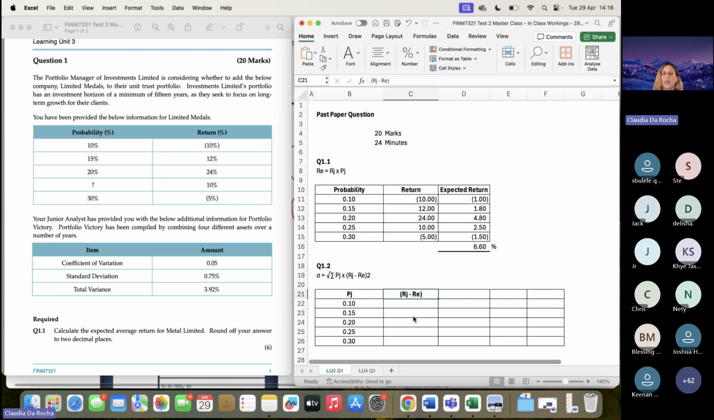RJ minus RE. Our RJ is basically this one. So you can actually split this up into smaller bits, so I'll do that now just to help us. I'm going to put my RJ here and my RE here, so it's easier to see how it's calculated. You can obviously just go straight to our RJ, so into this column. Here it's the same. It's my return of each of my assets. My RE, however, is this answer.